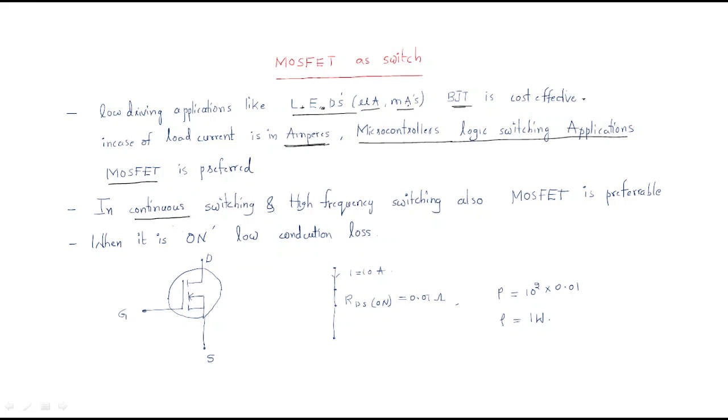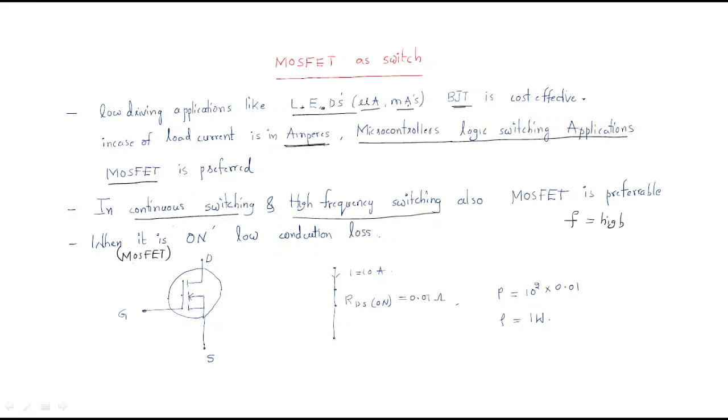The switching is very continuous and the frequency is very high. In those cases also MOSFET is very preferable, but BJT is not preferable in this region. Third, when it is on, it has low conduction loss. Here, when the MOSFET is on, it has low conduction losses.